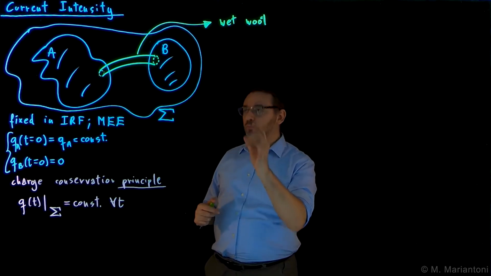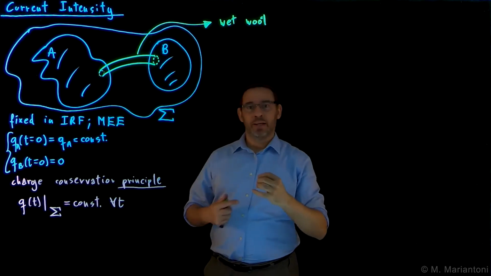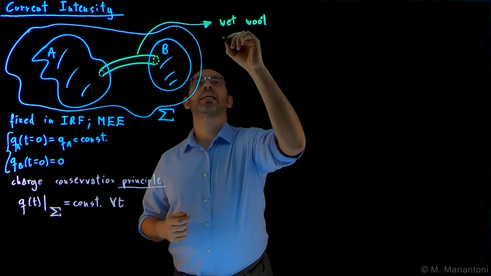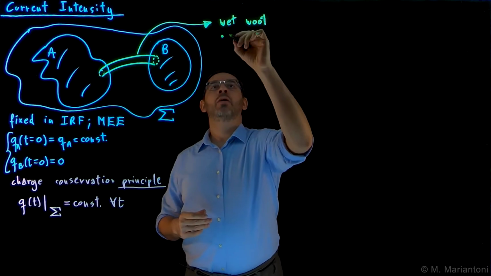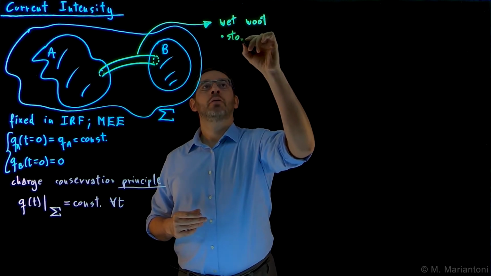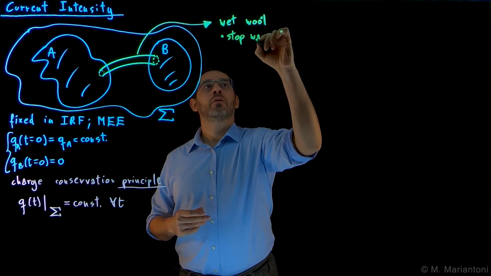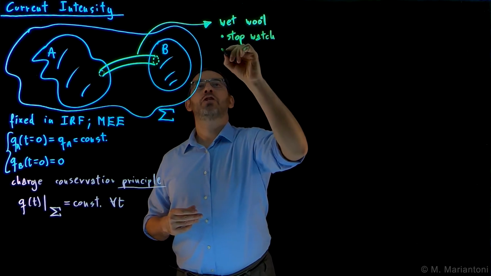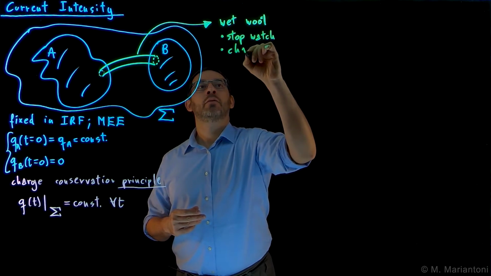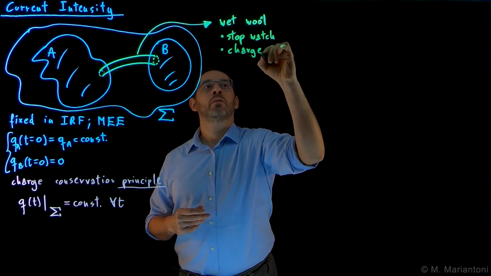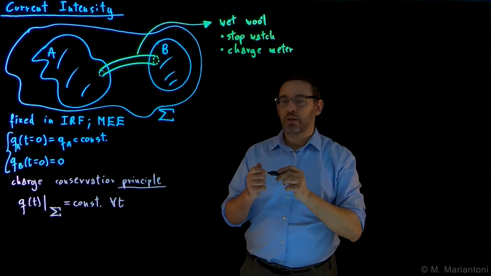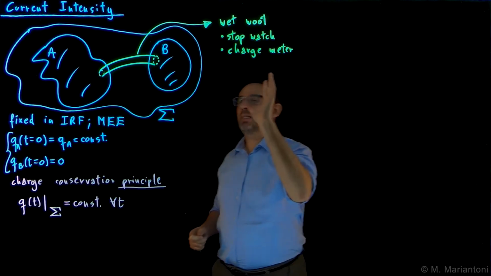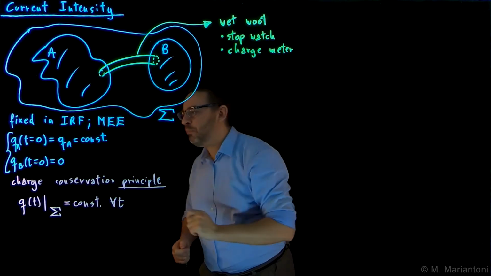All right, so let's write down the key ingredients we will need to perform this experiment. We have a wet wool, and then we need a stopwatch and a charge meter. These are very good ingredients to make an excellent experiment. Okay, so now we have the settings of the experiment.